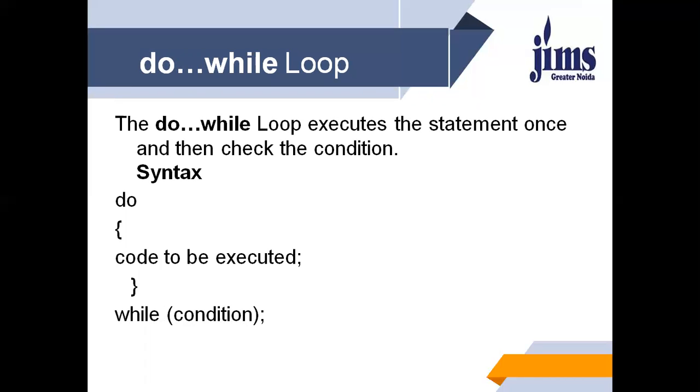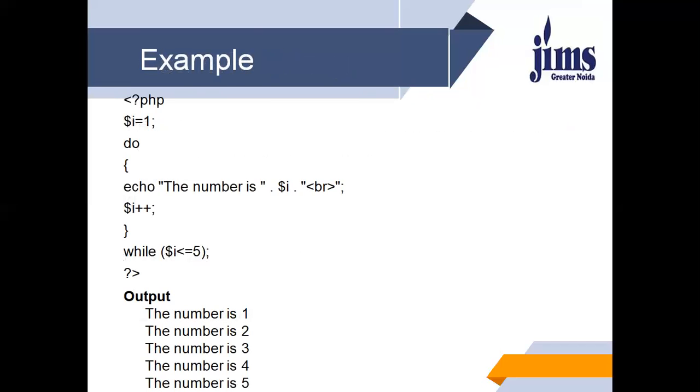While in case of do while loop, it is just like the while statement in reverse order. First, it will run the block of code and then evaluate the conditional expression. If the conditional expression is true, then it will loop back to the beginning of the statement and start again. So the syntax is: do, code to be executed, while condition. Let's see one example of do while loop.